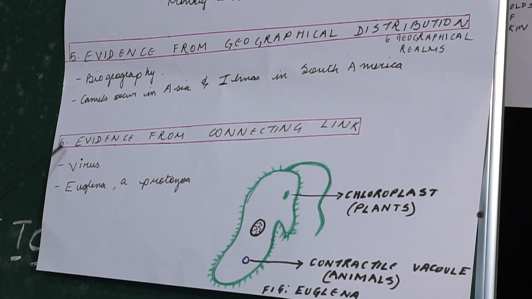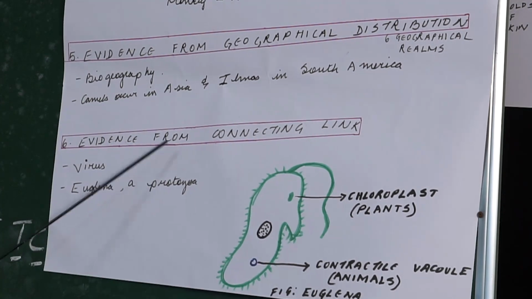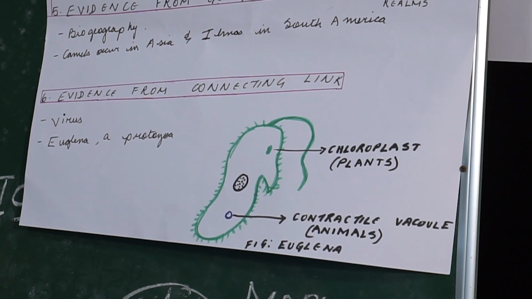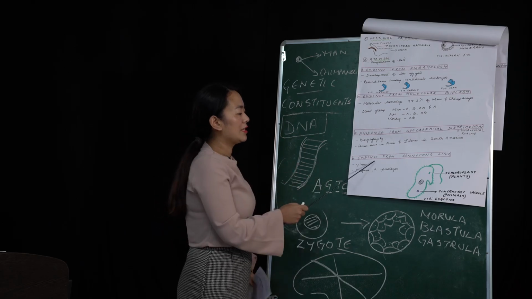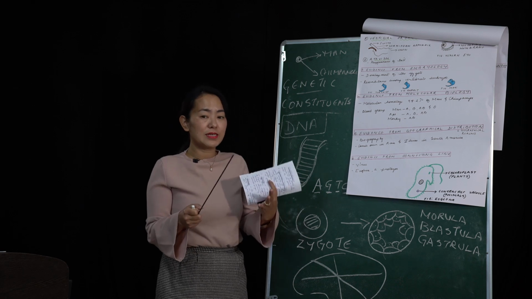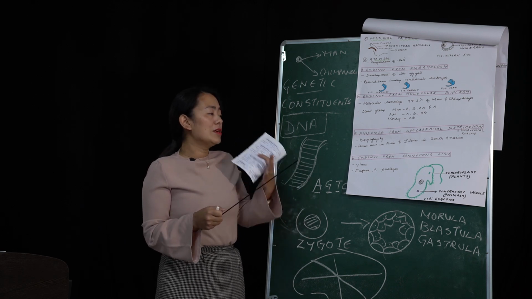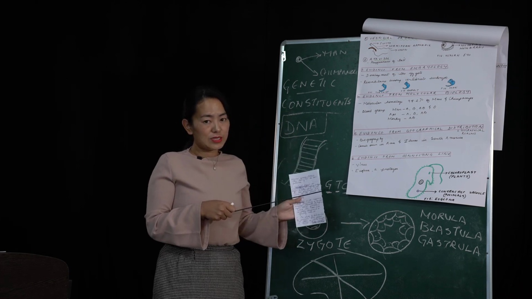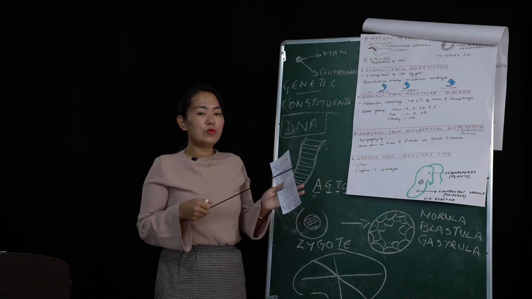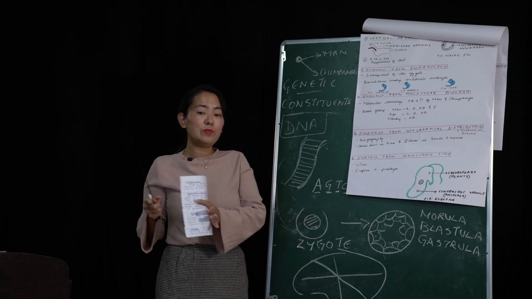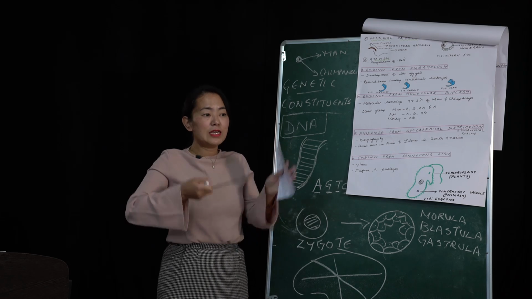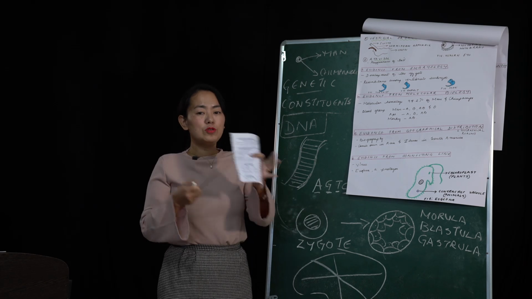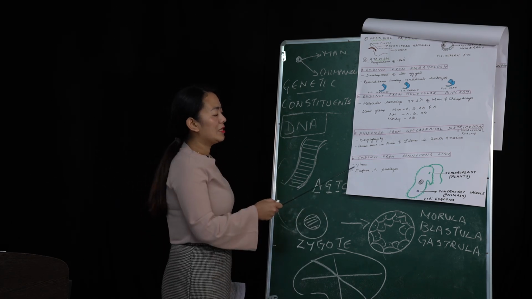Besides this, the last one is evidence from connecting link. What do you mean by connecting link? That means something is getting connected, right? When you talk about a connecting link of organisms, they talk about an organism which shows the primitive characteristics of an animal along with the modern characteristics of an animal. That means it is like an intermediary, like a bridge, which shows the connecting link between the olden age and the modern age. The most common example is the virus.